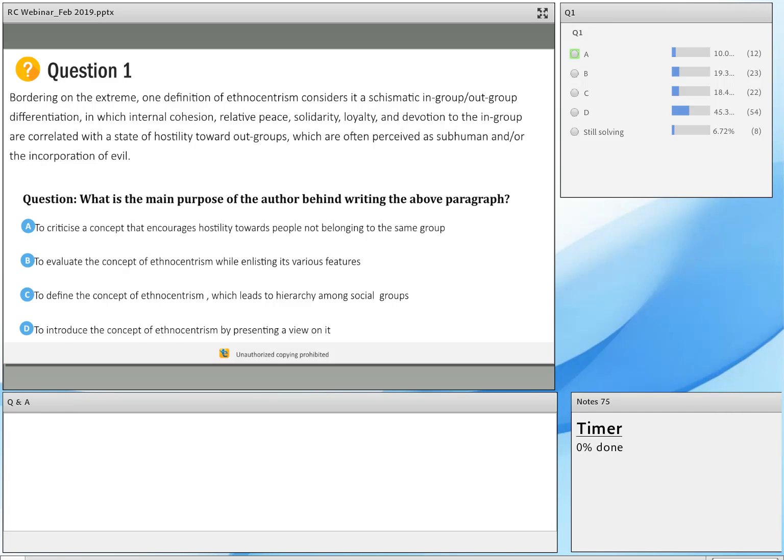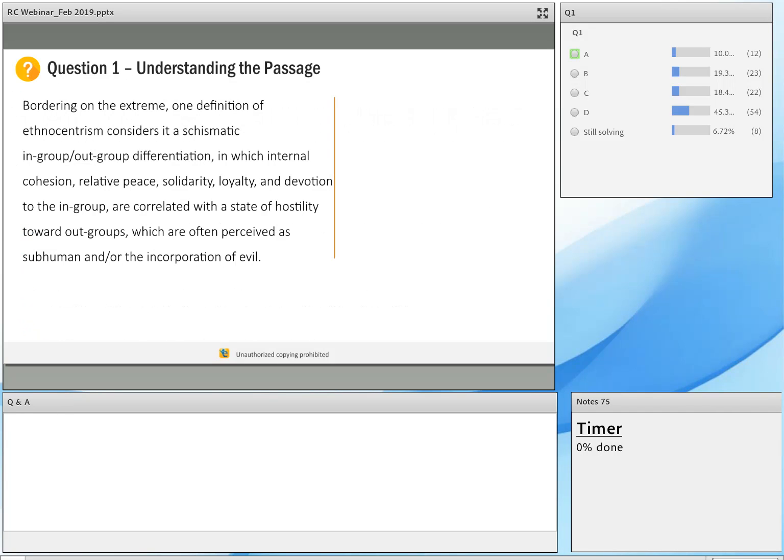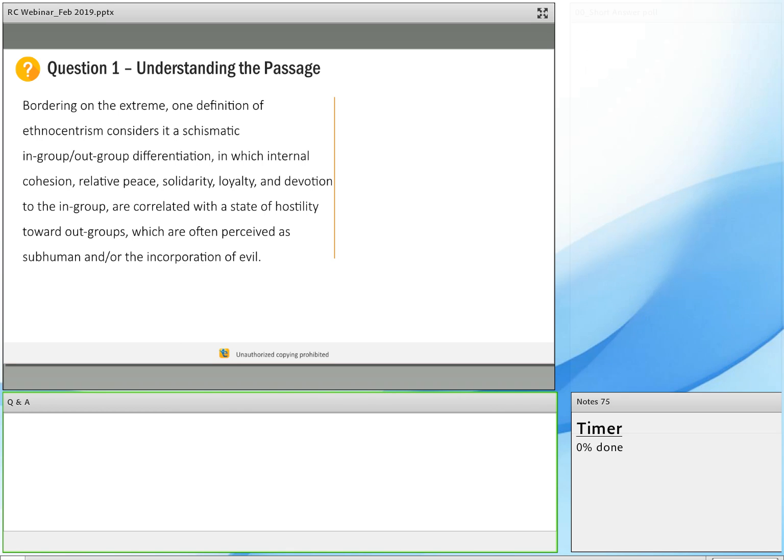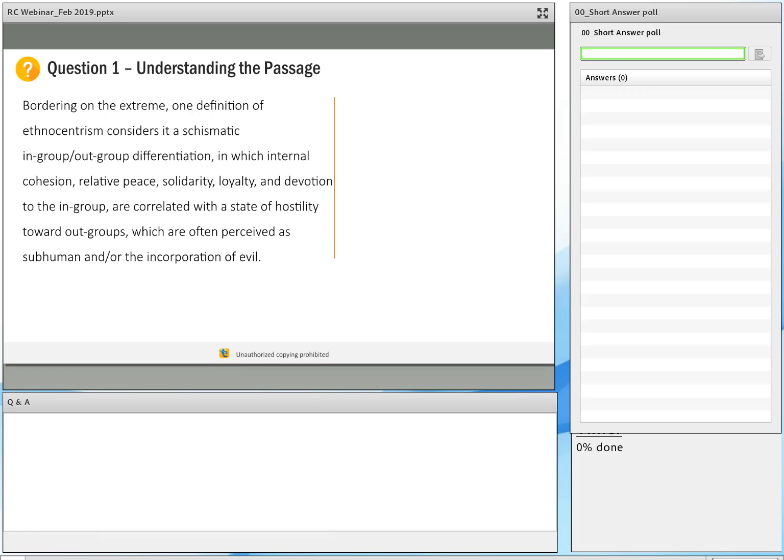So we're going to go to the passage. We're going to read slowly. Bordering on the extreme. Okay. When you read this, I'm going to hide this. When you read this, what do you infer out of this? Bordering on the extreme. And how many of you focused on this?